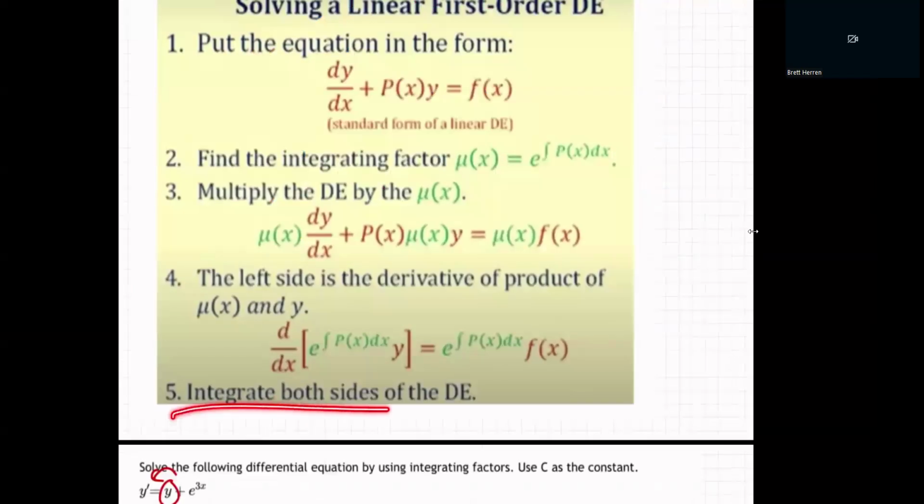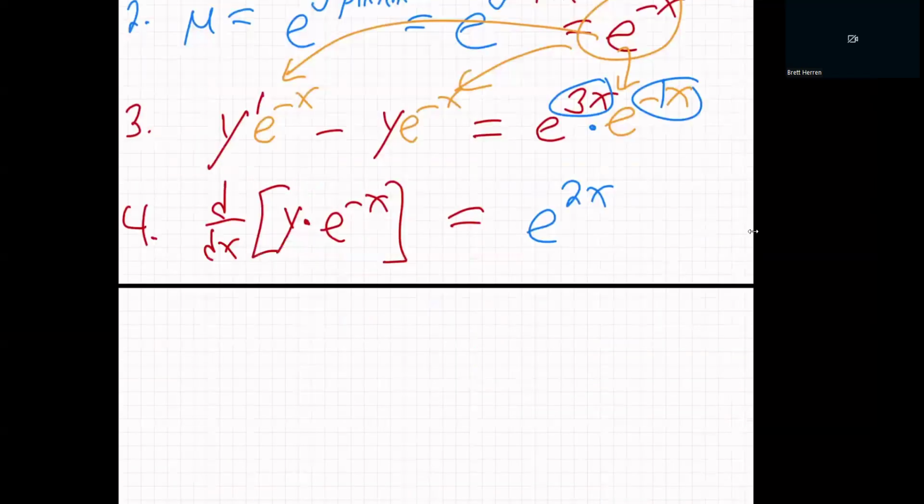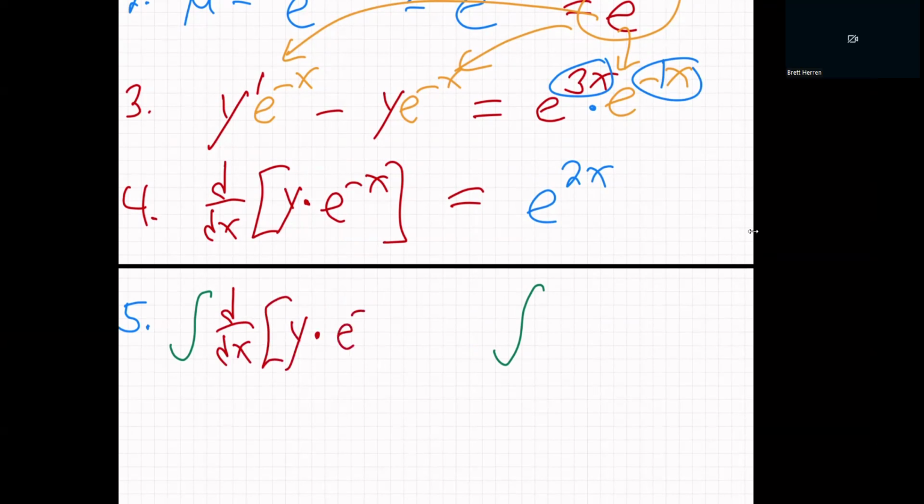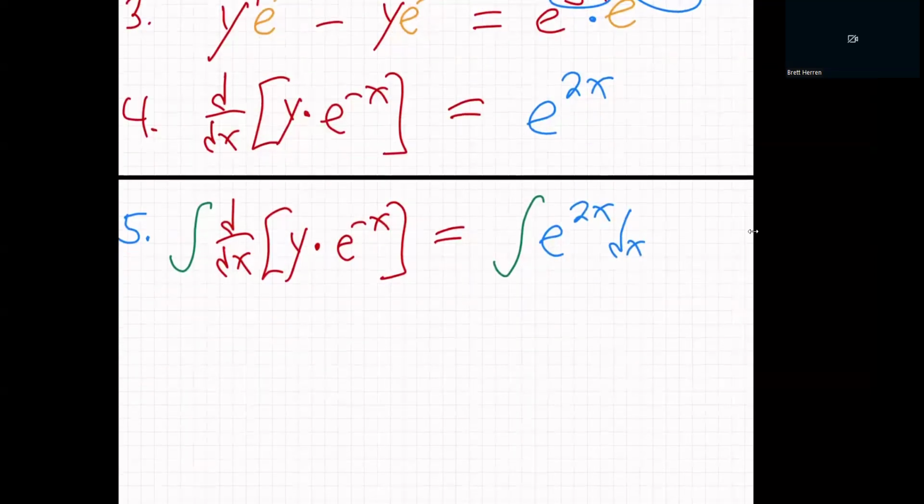And then step five, integrate both sides of the differential equation. So step five, I'm going to take the integral of both sides of the differential equation. And some magic will happen from the dx there. All right, and so what happens? The integral cancels the derivative. They're opposites. So then you just get y e to the minus x. That's it. It's a real nice trick.